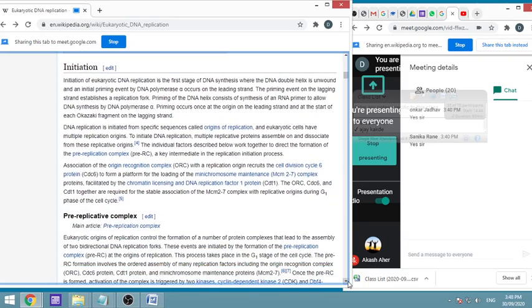Okay, so the initiation of replication is the first stage. The DNA helix is unwound, and the initial priming event by DNA polymerase alpha happens, which does the leading strand. The priming event, and because of this priming on the lagging strand, establishes the replication fork. This priming of the DNA helix consists of synthesis of an RNA primer. It allows DNA synthesis by DNA polymerase alpha, and this occurs once at the origin of the leading strand. At the start of each Okazaki fragment, there are primers.